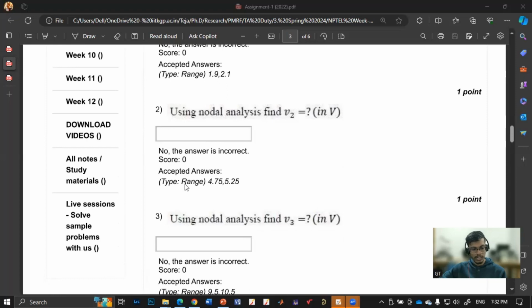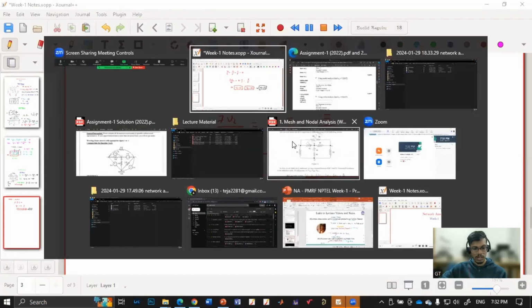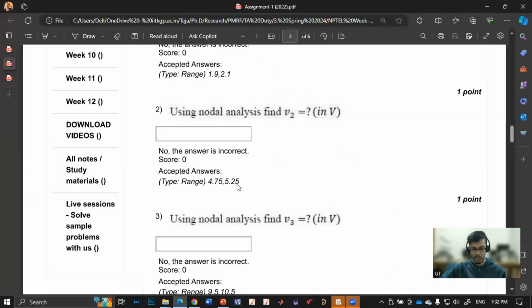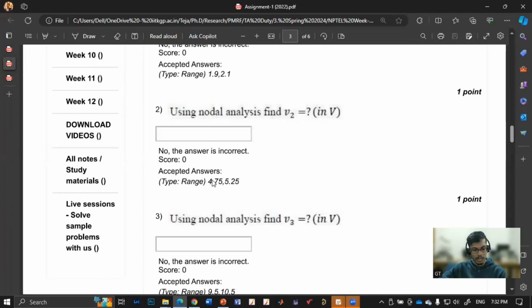Similarly, for V2, it is range type. They have given a range. And what is the value of V2 that we are getting? 5 volts. The range is given from 4.75 to 5.25. Within this range, if you write any value, you will get marks. Similarly, V3, we are getting 10. Is 4.75 accepted, or more than 4.75, and between 5.25?